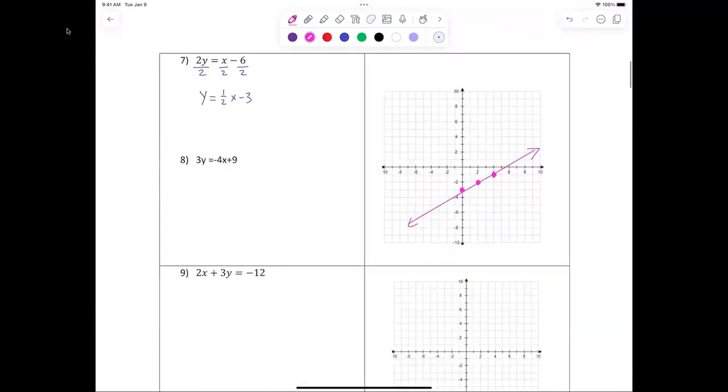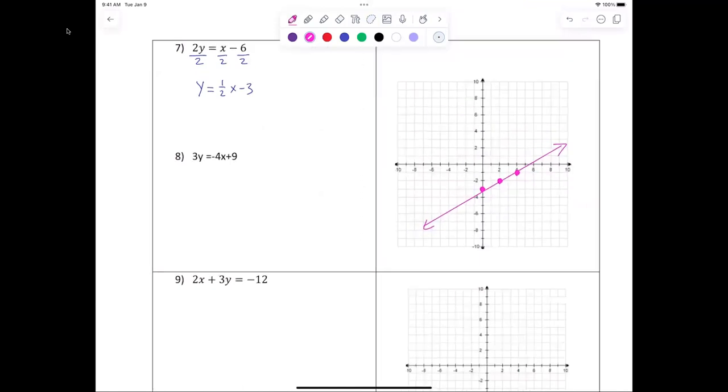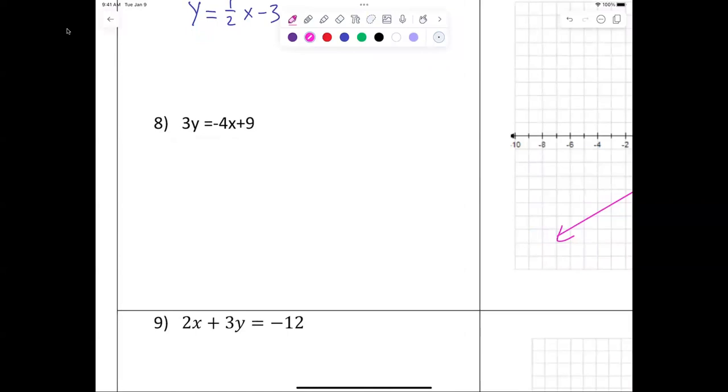All right, here we go. Number 8. What do I have to do for number 8? Divide everything through by 3. I divide everything through by 3. Now I get what? y equals what? -4 over 3 x, then what? +3. Thank you very much.